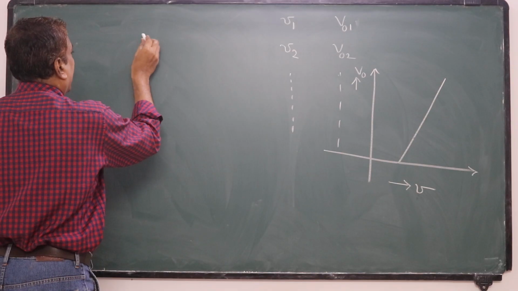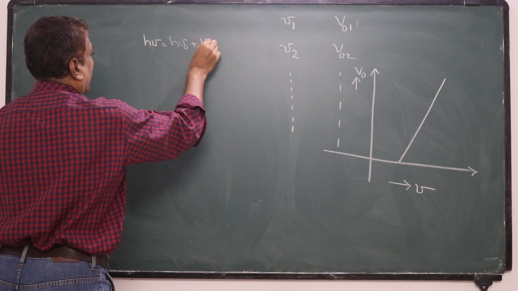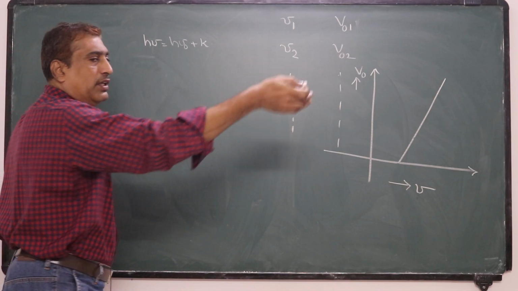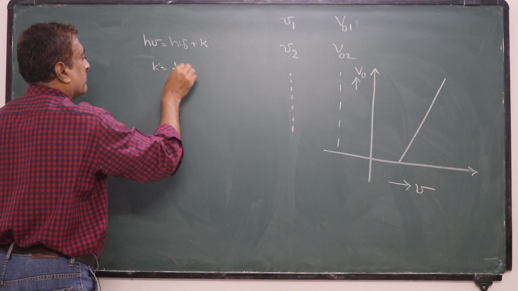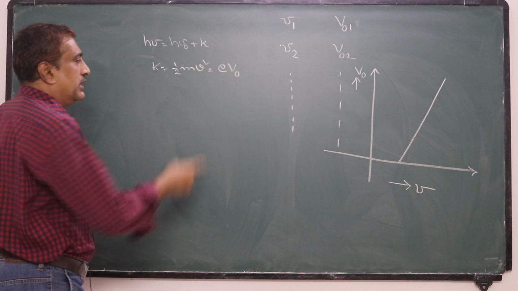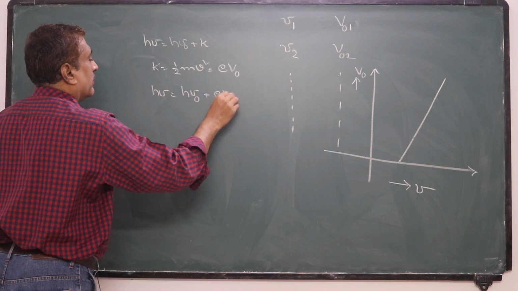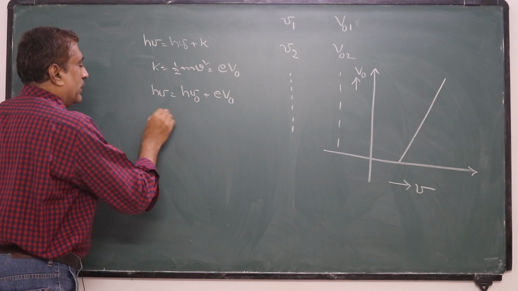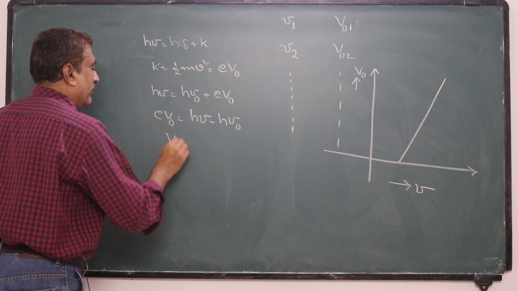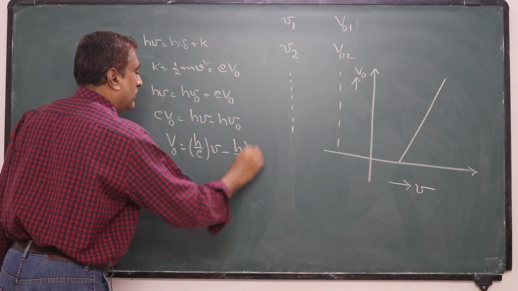Now we have this Einstein equation, h nu is equal to h nu naught plus kinetic energy K. If we write this kinetic energy, K equal to half m v square, at the stopping potential this kinetic energy is converted into potential energy, so K equals eV0. So we can write h nu is equal to h nu naught plus eV0. So eV0 is equal to h nu minus h nu naught. So V0 is equal to h by e into nu minus h by e into nu naught.